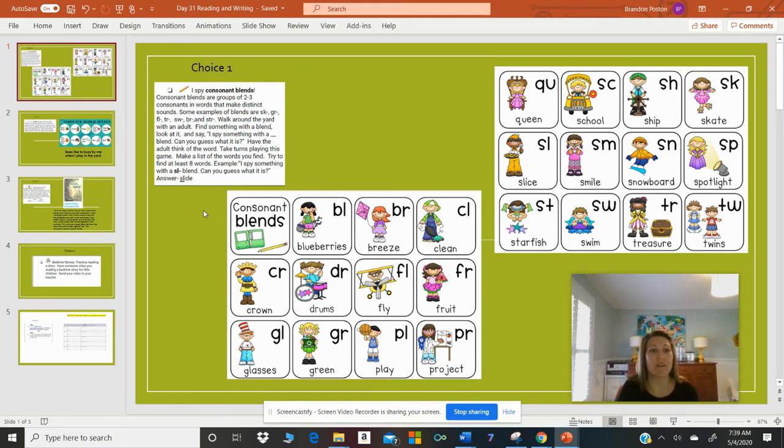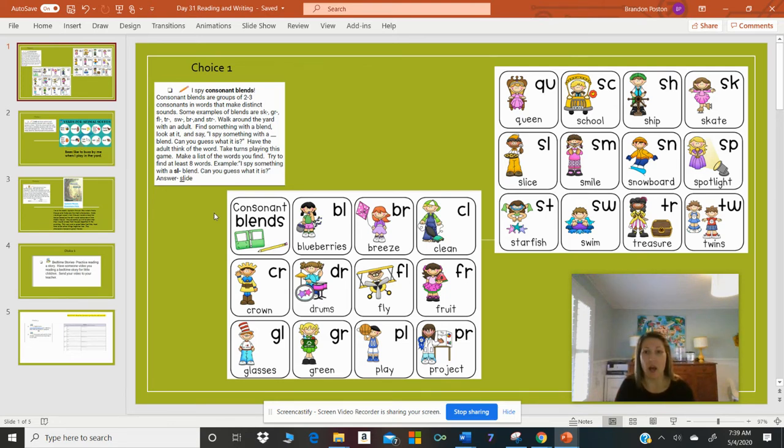Have the adult think of the word. Take turns playing this game. Make a list of the words you find. Try to find at least 8 words. Example, I spy something with an SL blend. Can you guess what it is? The answer would be slide.